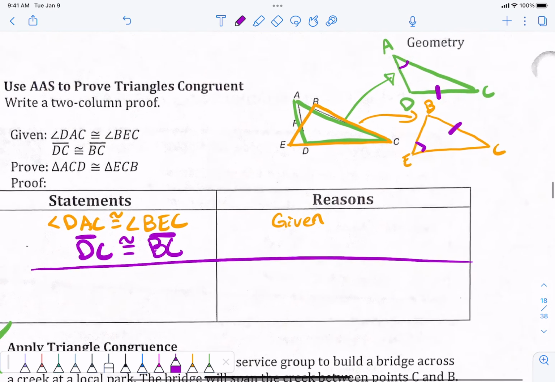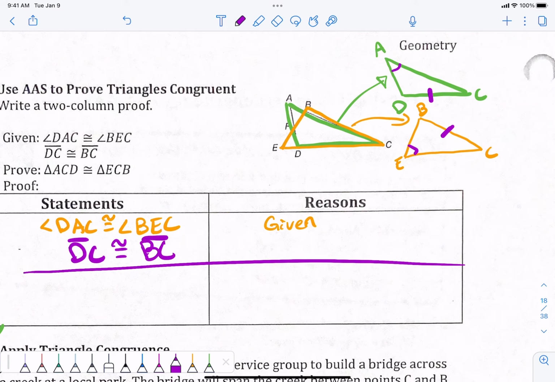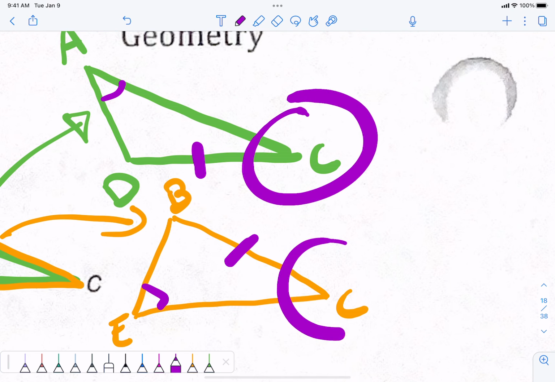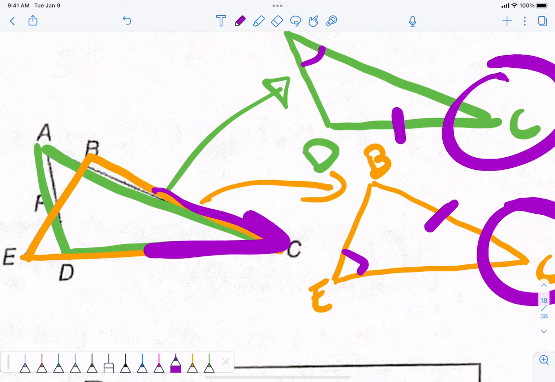Okay, so now what? We need another angle or another side. So looking at what's left: angle D, angle B. We don't know angle D and angle B for sure. Angle C. Oh, C, yeah. C is the same as C, right? This angle C is the same as this angle C because they're shared in the diagram. Do you see that?